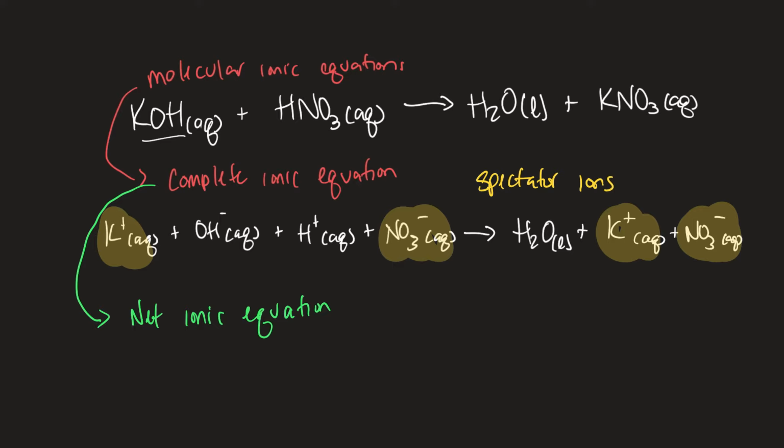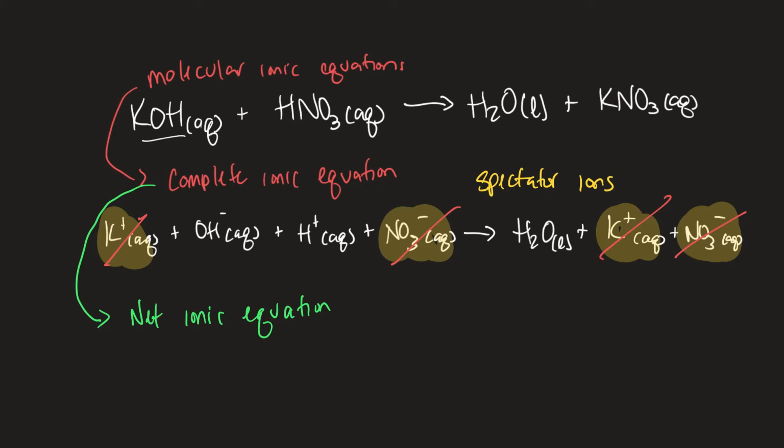Your spectator ions contribute nothing to this chemical reaction because they never changed. It started out as a potassium ion, and at the end of the reaction, it still is a potassium ion. So it's like a spectator in a game, the fans, right? They really do nothing. So when we write the net ionic equation, we're going to eliminate or not include these spectator ions. We're going to include the non-spectators, the real players of the show.